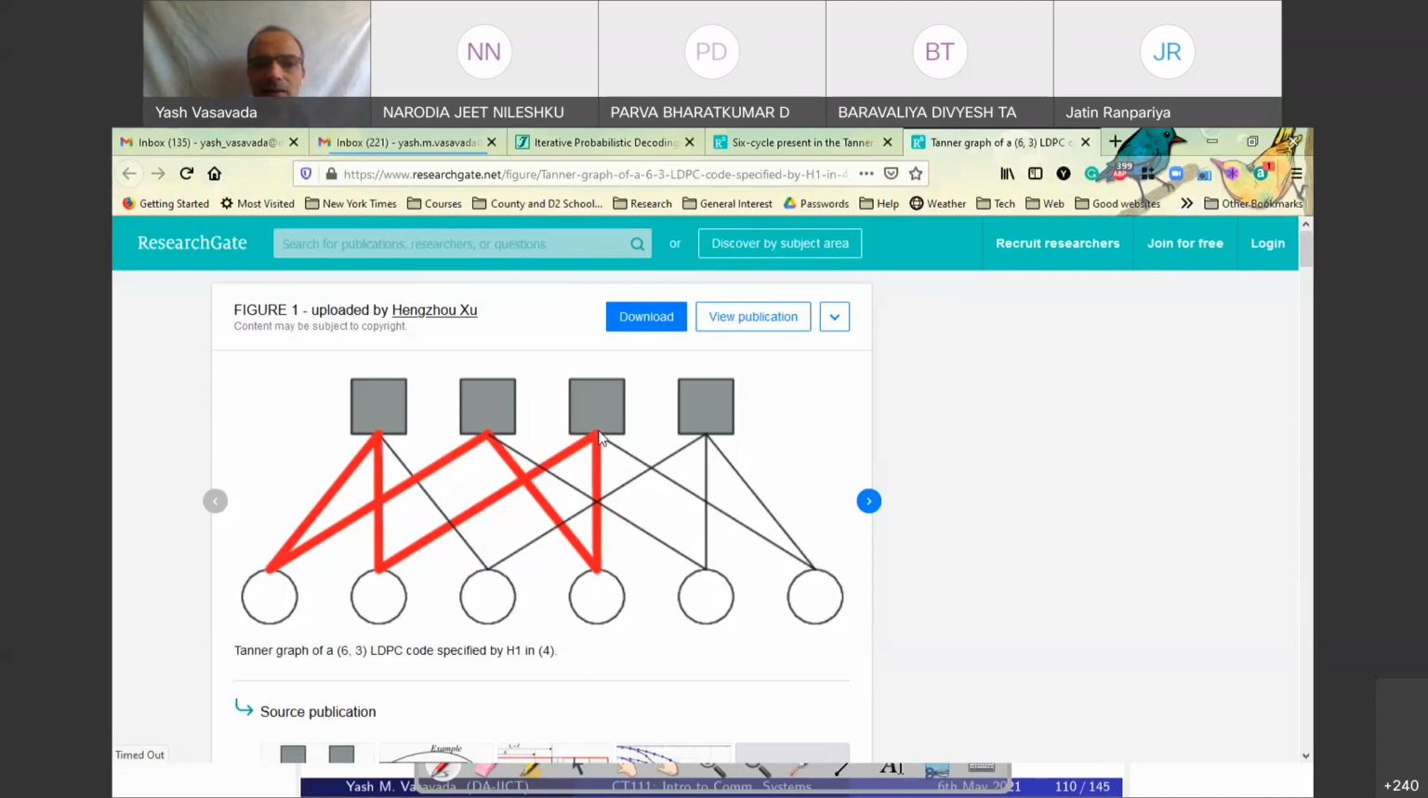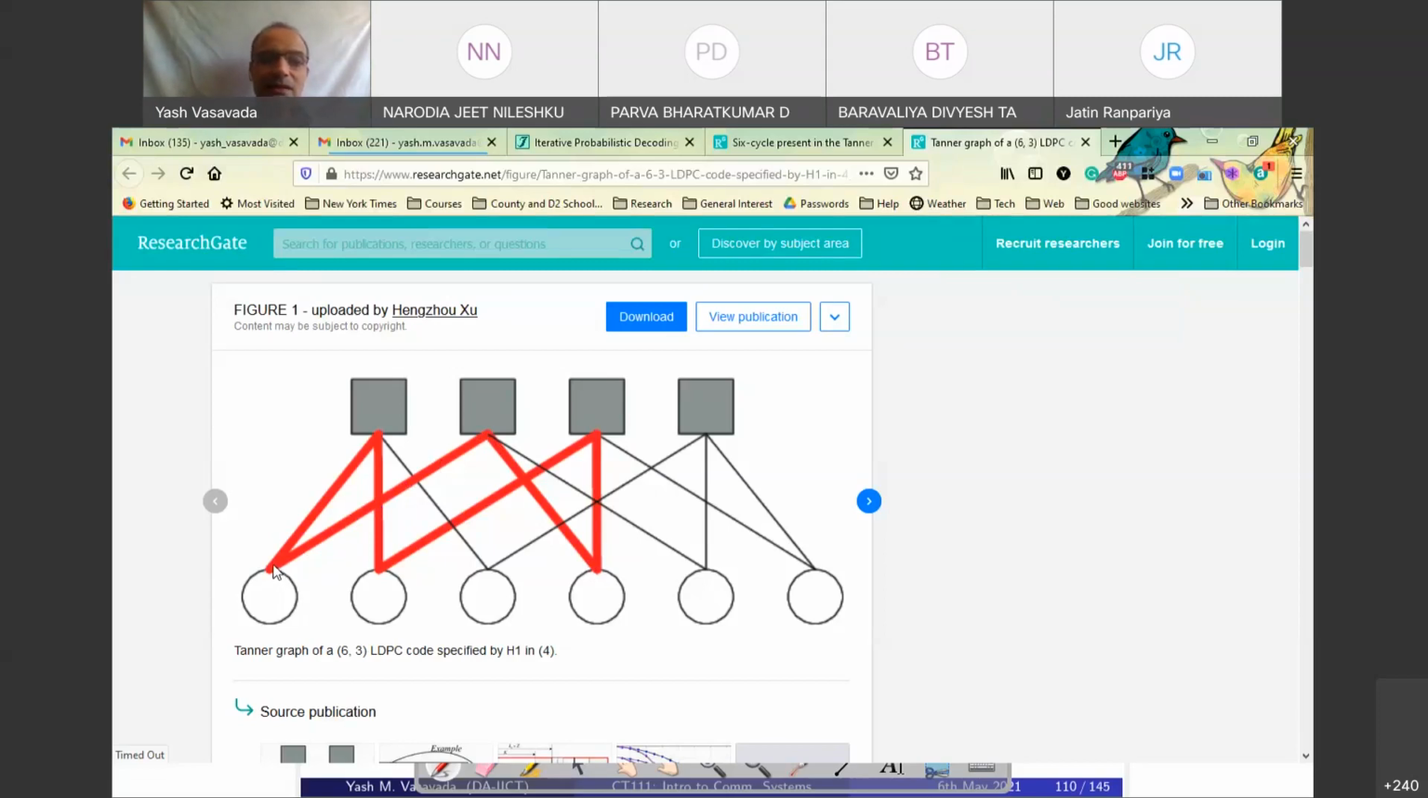And then this check node will send a message back to this variable node. So we have traversed 4 edges, but a cycle is still not formed. But then in the third iteration, see what happens. This variable node will send a message to this check node, and this check node in turn will send a message back to this variable node. And so we are back to where we started out, right?